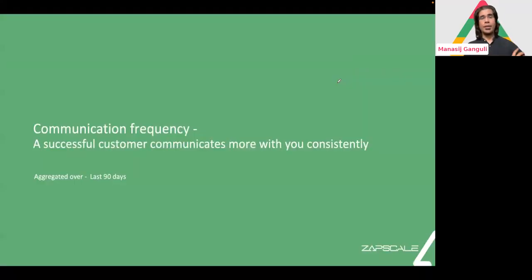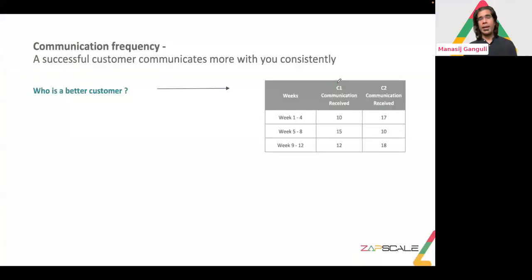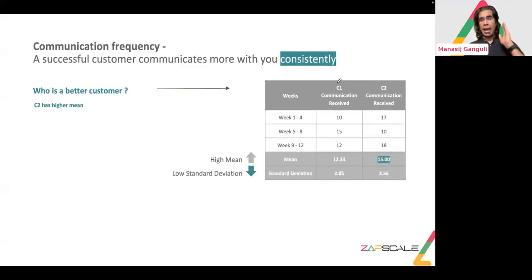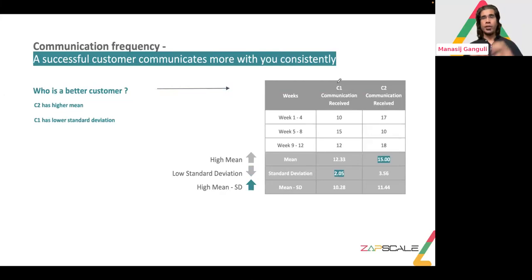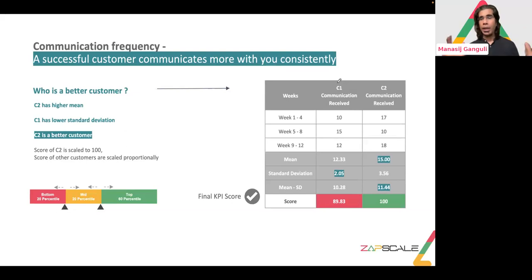Here, the postulate is a successful customer will communicate with you more, and more consistently. So again, we take the average of the number of communications, and again, we look into the standard deviation. And again, we find the composite score where we would want a high number of communications and high consistency, which means lower standard deviation. And thereby we can find out which customer is doing good, bad, and ugly in our position.